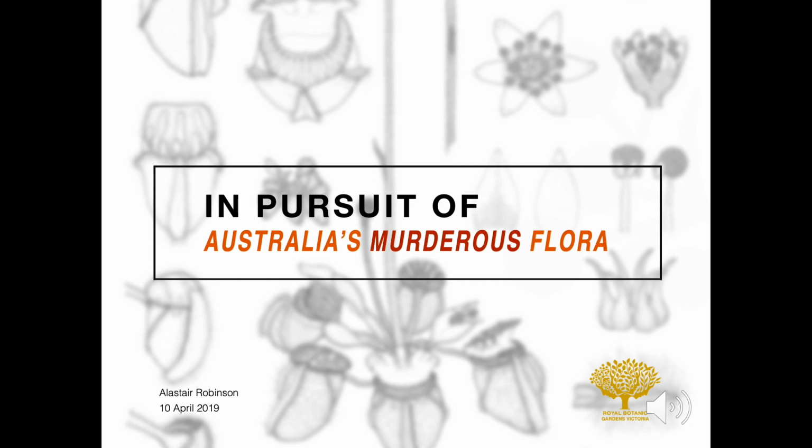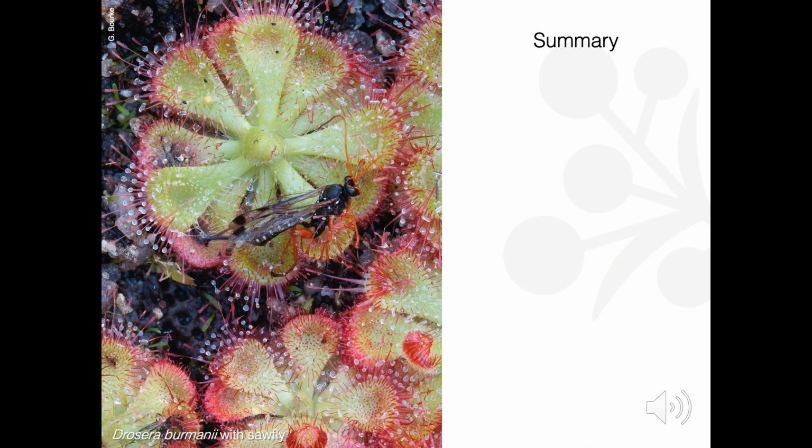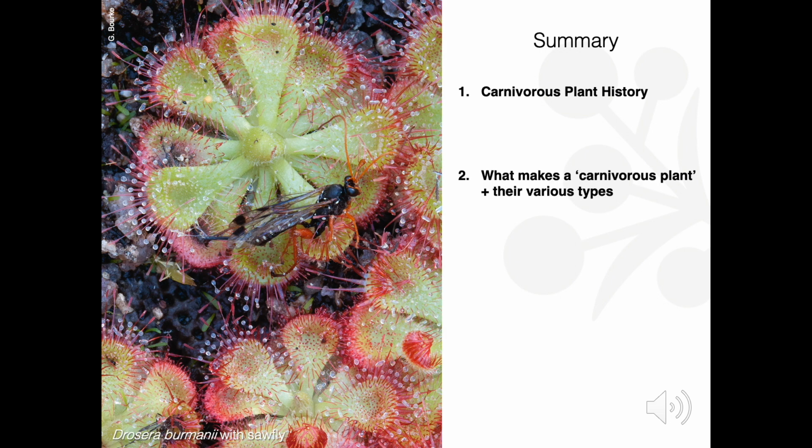Now, while most people get the gist of what carnivorous plants are, a little bit of context is always important. So I'll begin by covering some general carnivorous plant history, explain what really constitutes a carnivorous plant, address why plant carnivory exists, and finally, outline the types of carnivorous plants found in Australia.